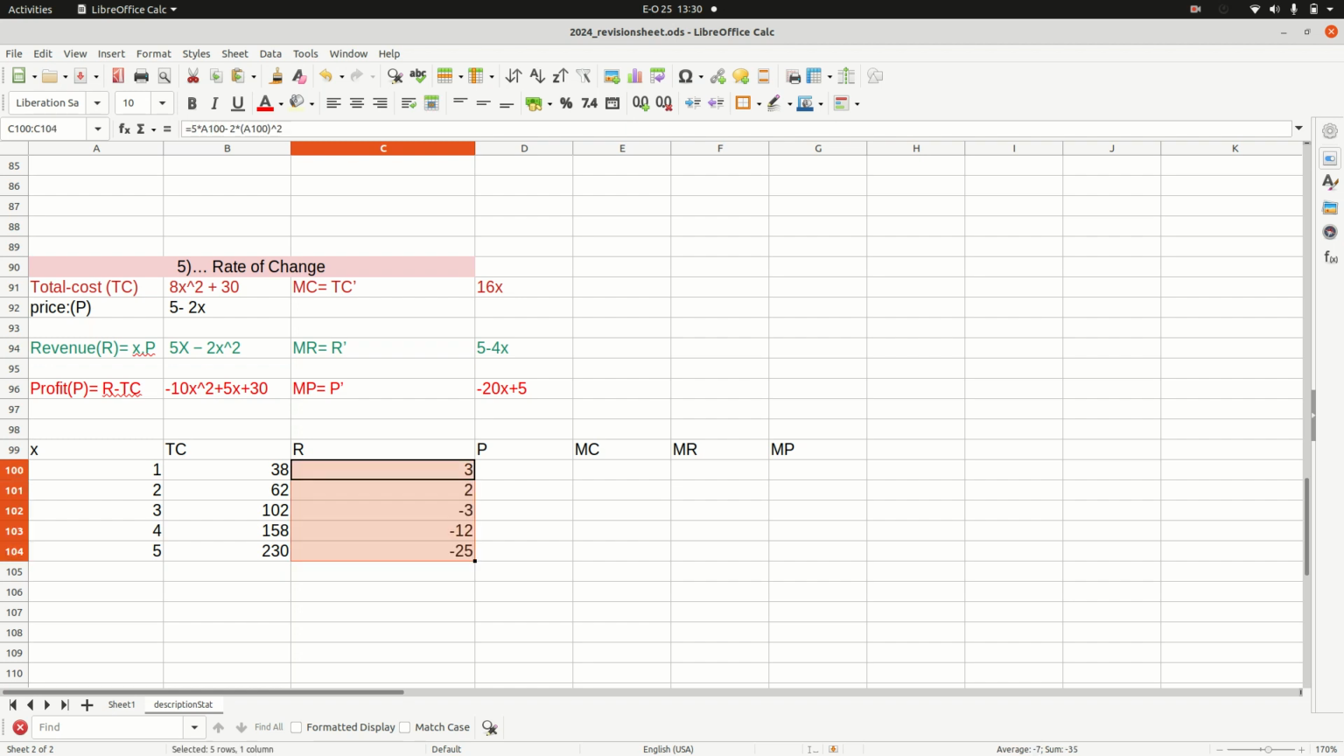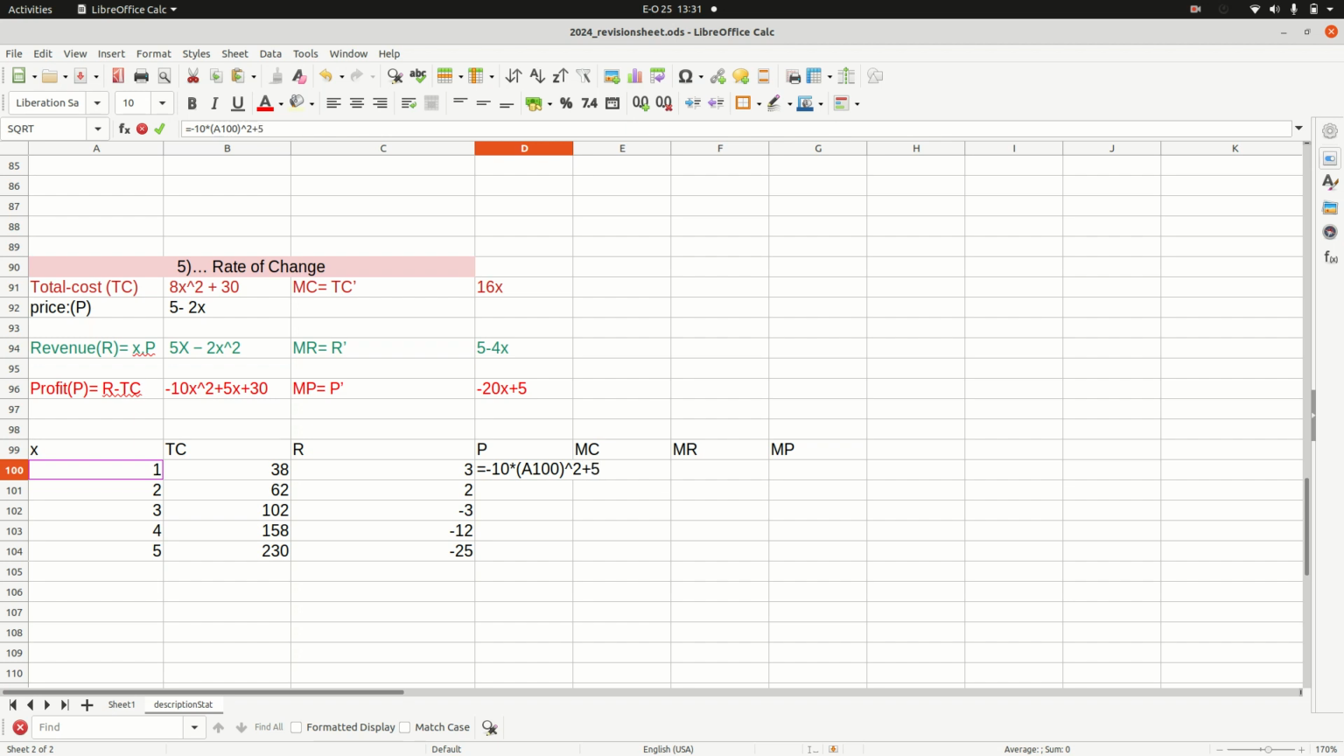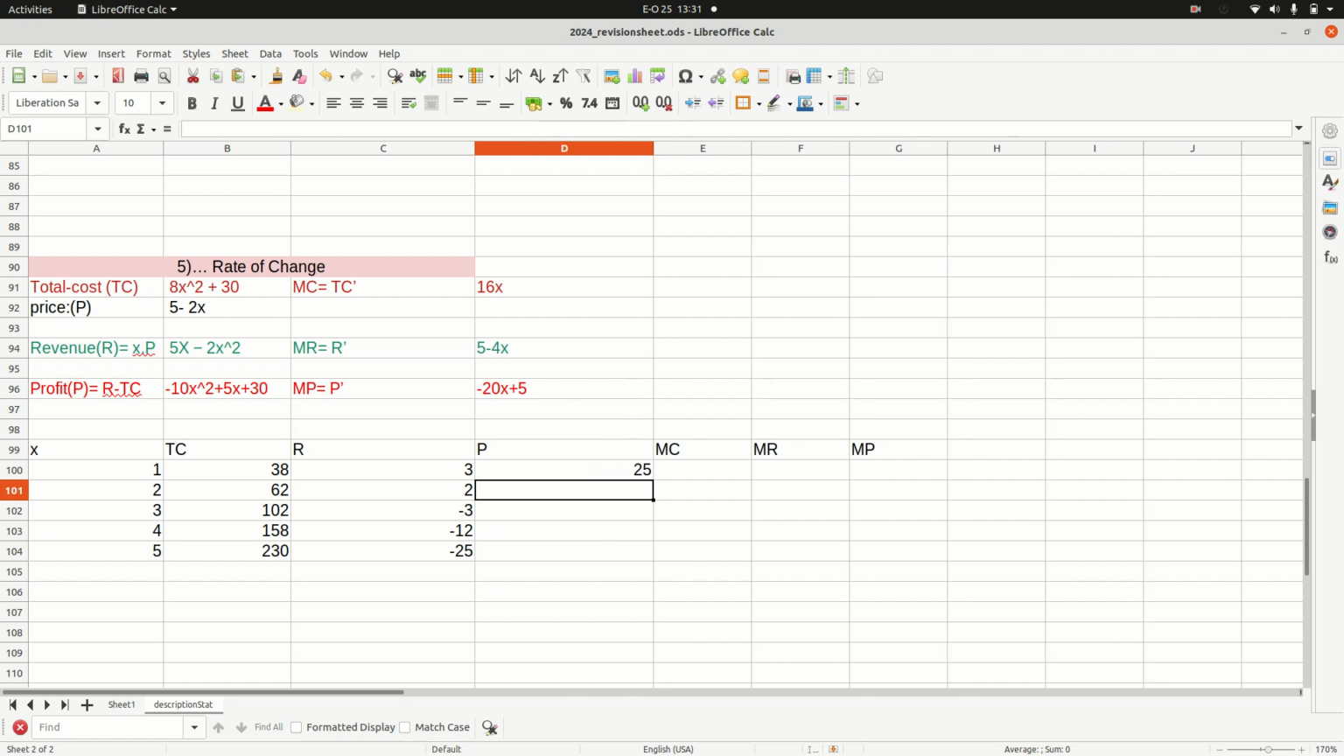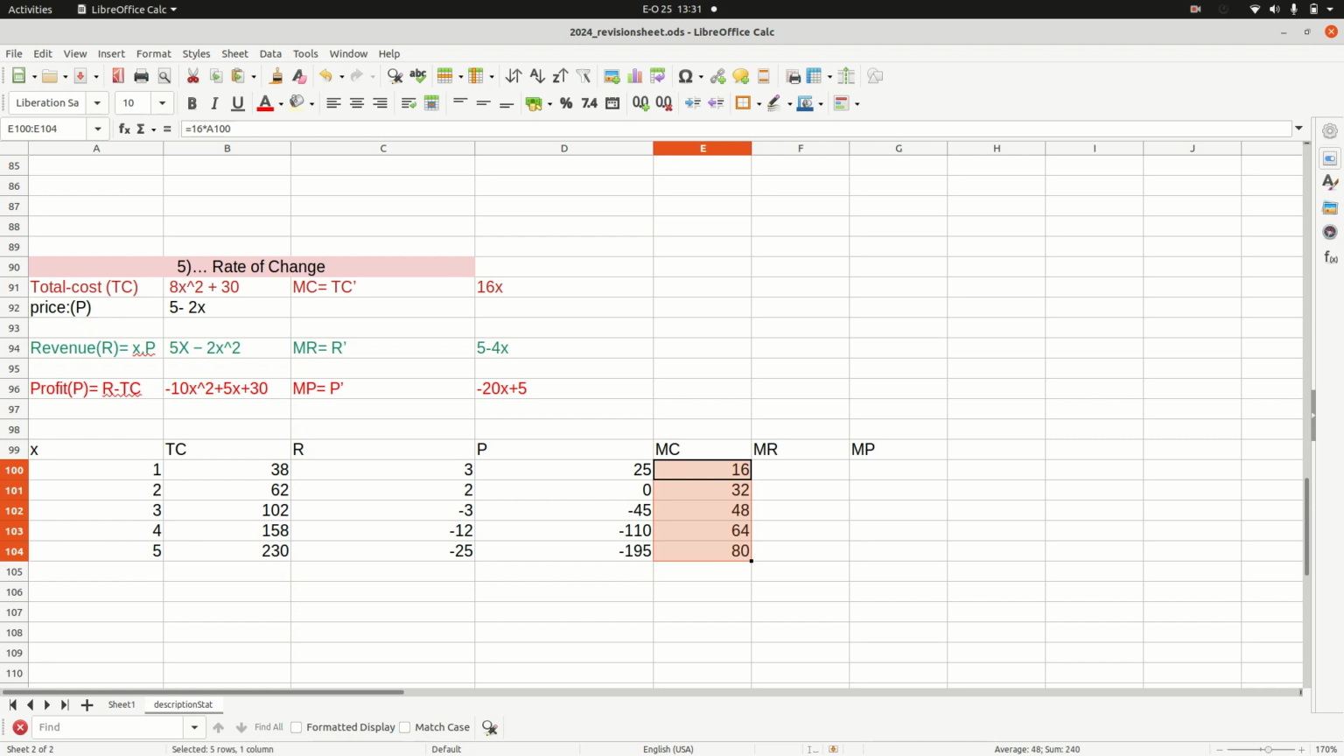Realize that the revenue is reducing when it goes to the 5th production, and the profit is equal to negative 10 times x, the first unit, squared, so I bring a bracket around it and take the square, plus 5 times the same x plus 30. When I drag this, this is the profit. If the revenue is reducing per production, that is expected, the profit is also reduced. The marginal cost is just 16x, so 16 times the first unit here. I can find the marginal cost of that extra production. Marginal revenue is 5 minus 4 times this x.